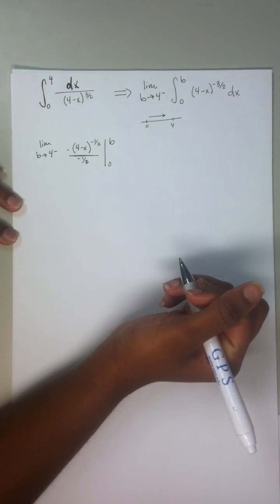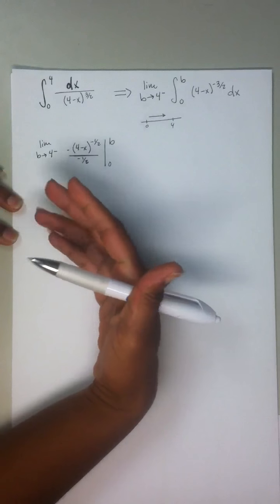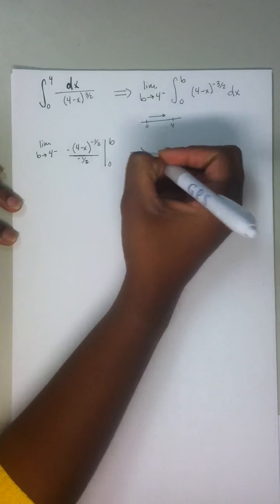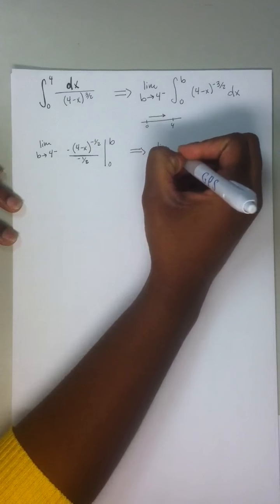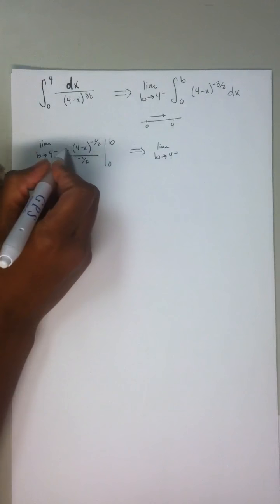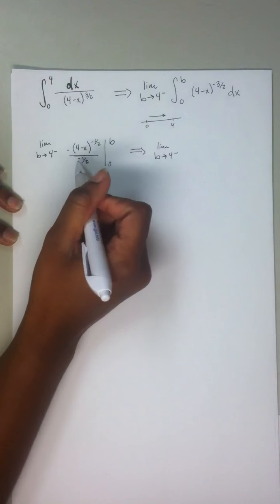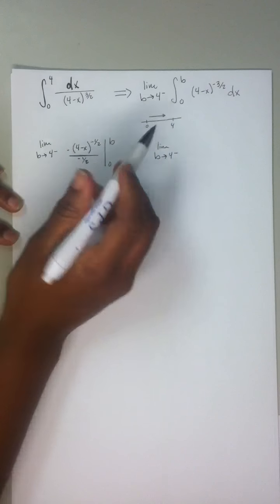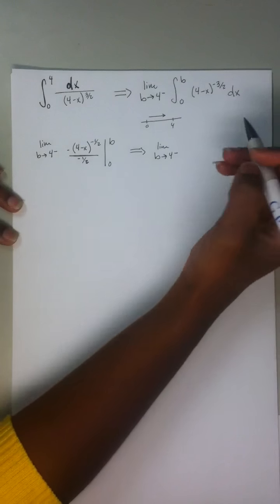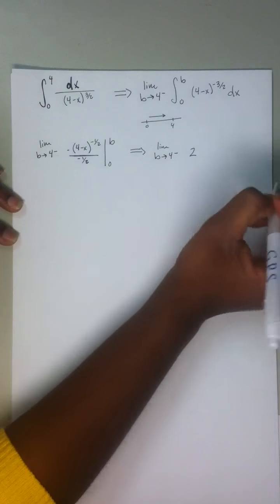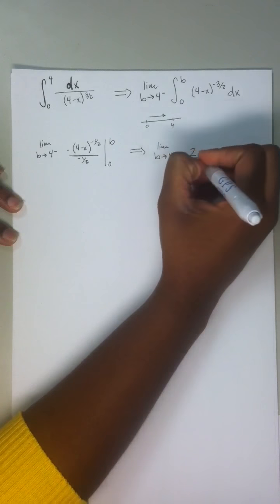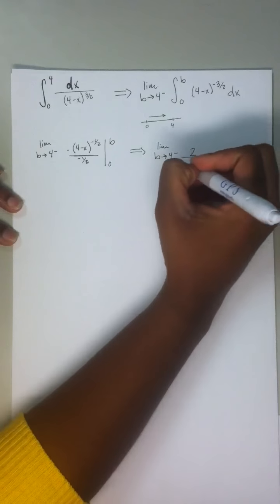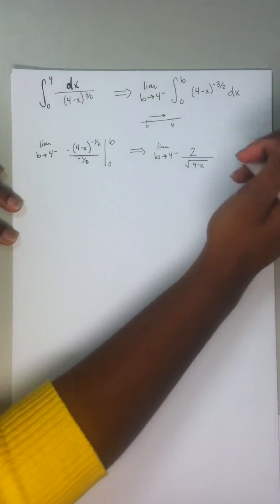And once you get there, you can rearrange it so that it looks even more familiar. So limit as b approaches 4 from the left. These negatives cancel out. A fraction underneath the fraction symbol will just flip, so that 1/2 just becomes 2. And then this is a negative exponent, so it can go in the denominator. And the exponent 1/2 is the same as square root. And so from 0 to b.